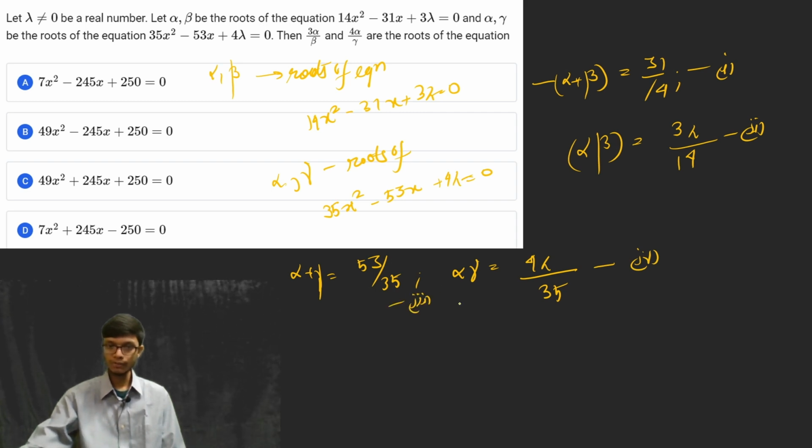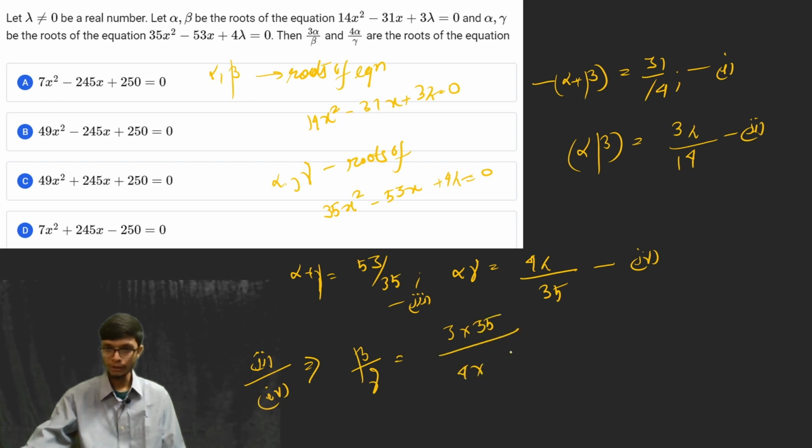Now students get confused after this particular step about what they need to apply. My recommendation is to divide the second equation by the fourth equation. What benefit will you get? The alpha value gets cancelled, and the resulting value will be beta by gamma is equal to 3 into 35 divided by 4 into 14, because lambda gets cancelled and lambda is not equal to 0, so we can definitely cancel it out.